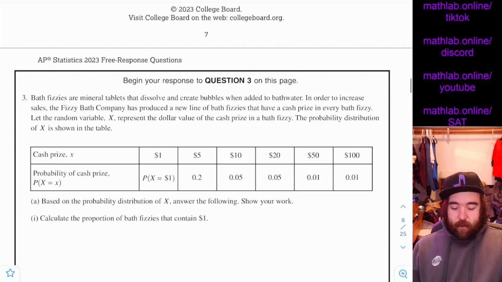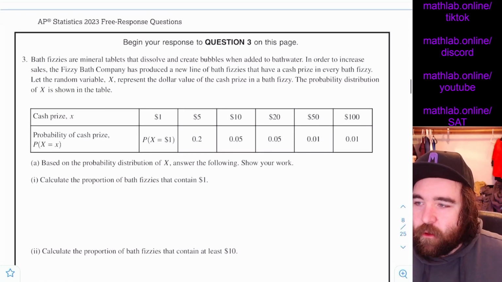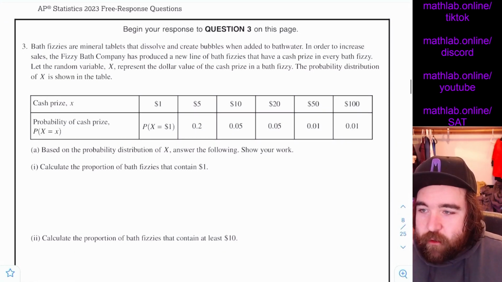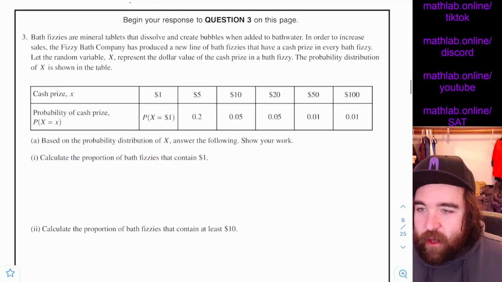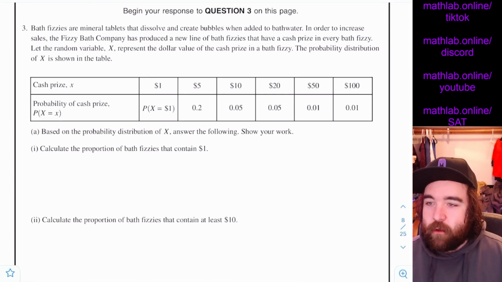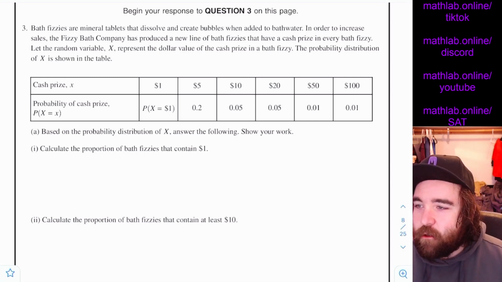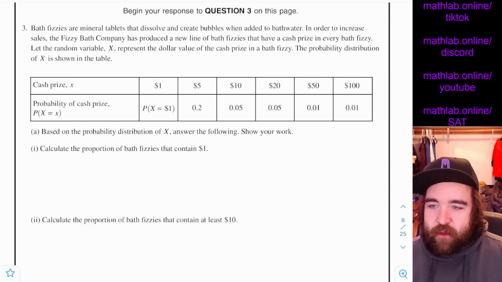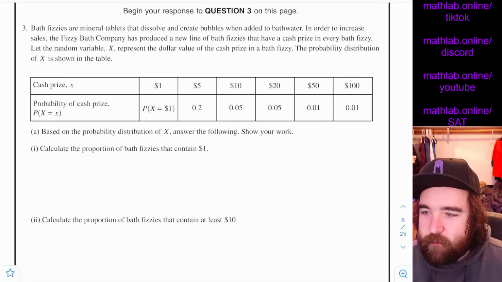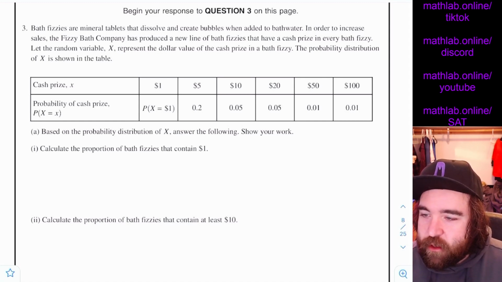All right. Next, how are we looking? Where should we be? We should be at 26. We're at 22. Beautiful. Bath fizzies are mineral tablets that dissolve and create bubbles when added to bath water. In order to increase sales, the Fizzy Bath Company has produced a new line of bath fizzies that have a cash prize in every bath fizzy. Let the random variable x represent the dollar value of the cash prize in a bath fizzy. The probability distribution of x is shown. Oh, that's very fun. Based on the probability distribution, calculate the proportion of bath fizzies that contain $1.